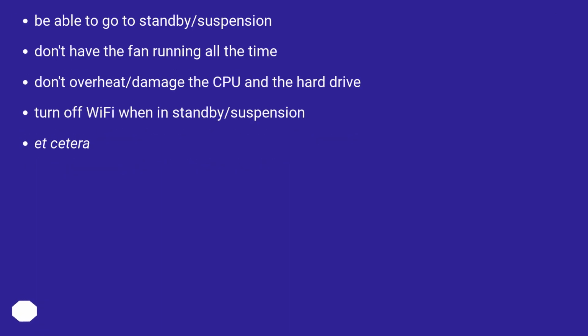Be able to go to standby/suspension. Don't have the fan running all the time. Don't overheat/damage the CPU and the hard drive. Turn off NetworkManager, Wi-Fi when in standby/suspension, etc.